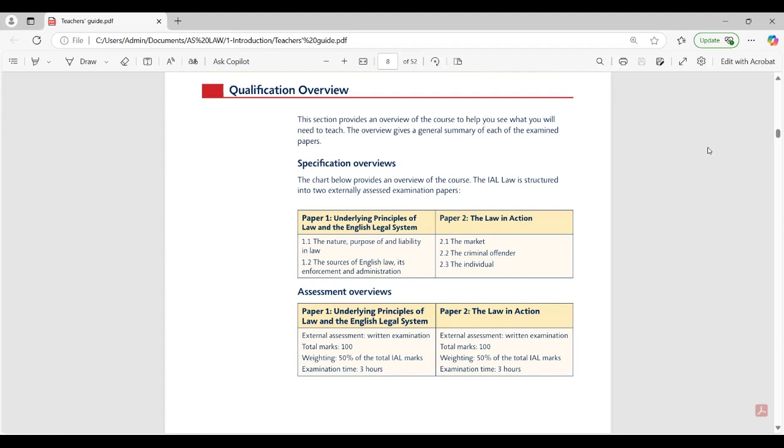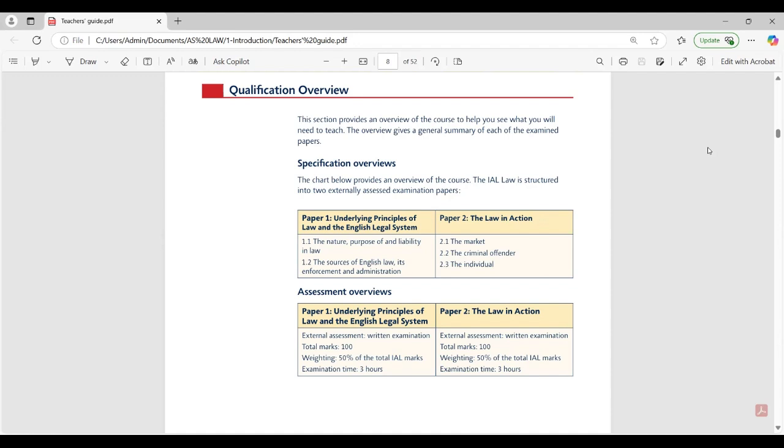Paper 1, underlying principles of law and the English legal system, basically talks about the nature, purpose, and liability in law, and the sources of English law, its enforcement and administration. This covers a long list of topics, which I will explain later on in the video.